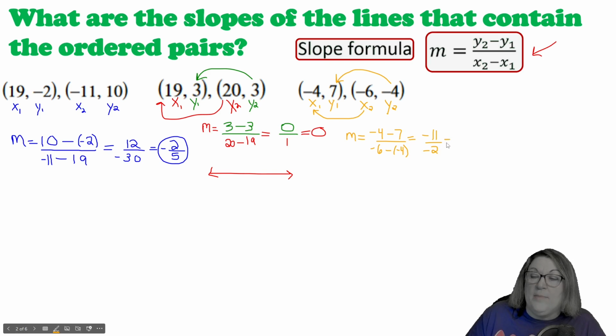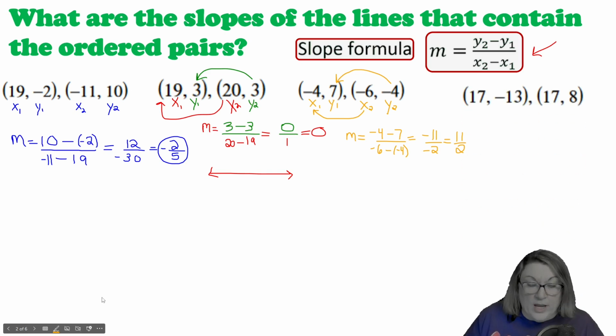So I was talking about this earlier. Whenever you have two negatives in your ratio, they kind of cancel out and become a positive. So you have a positive slope, 11 halves, and you cannot reduce that anymore. So that's the slope of this line.